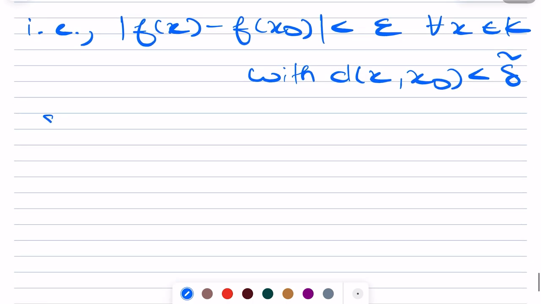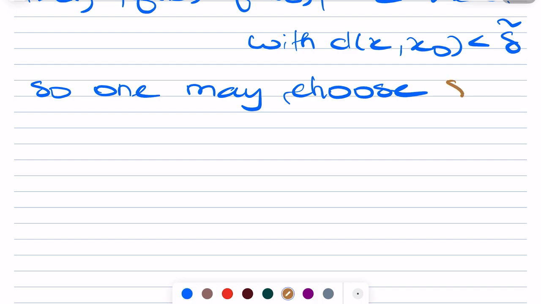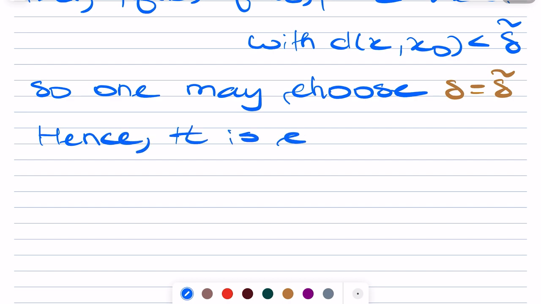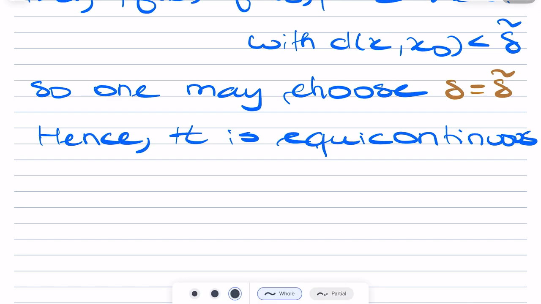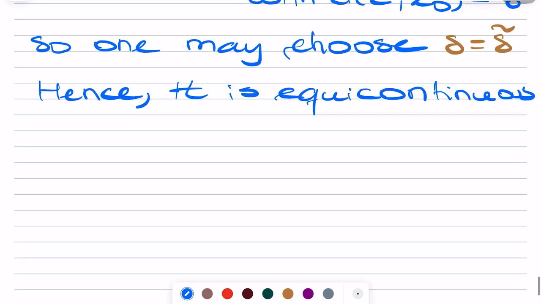So one may choose delta to be delta tilde. Hence H is equicontinuous. So you have the continuity of it. Good, so at least with this, we are done with the first implication.